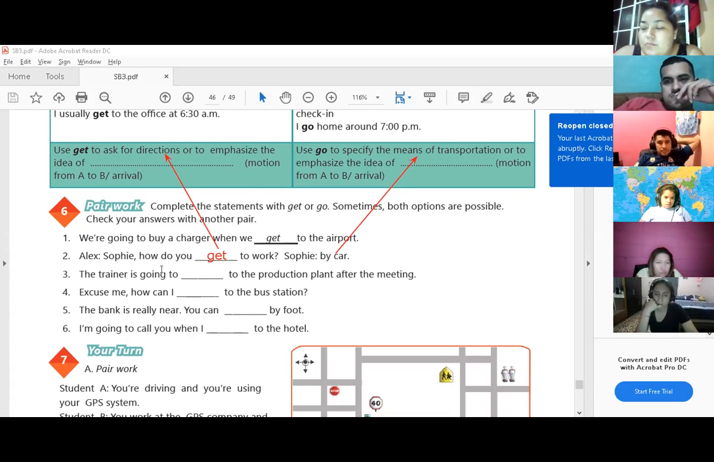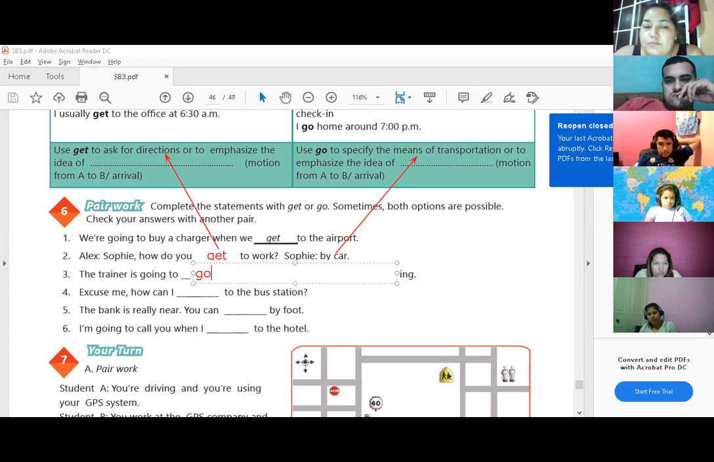All right, okay. Let's go with the next one. The trainer is going to the production plant after the meeting. The trainer is going to go. Going to go to the production plant after the meeting. Right.